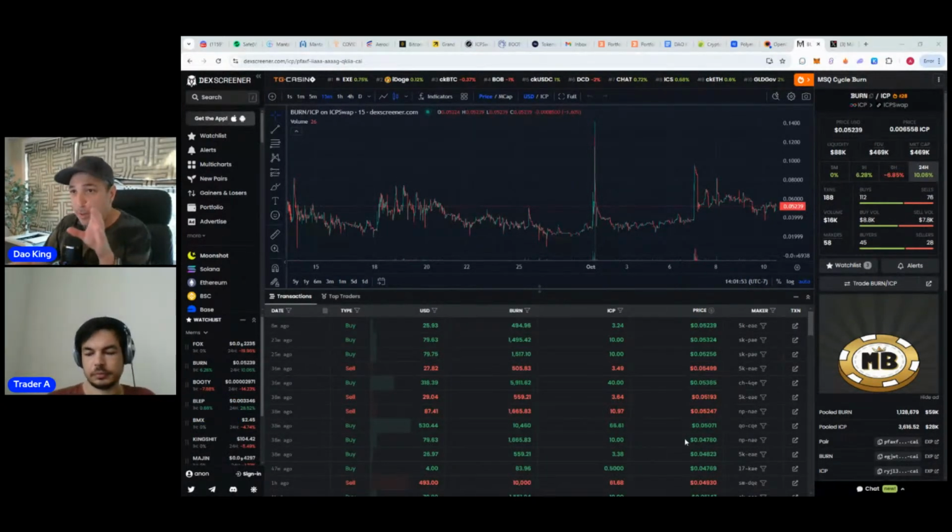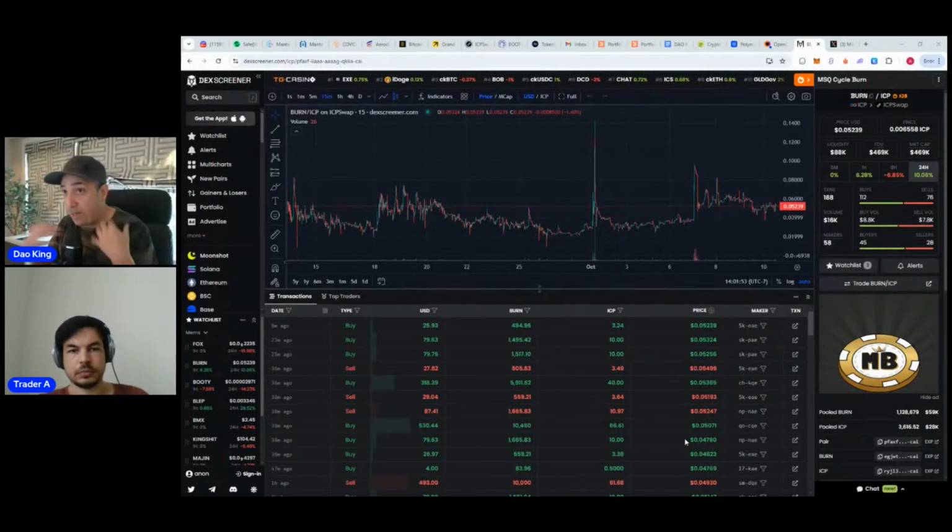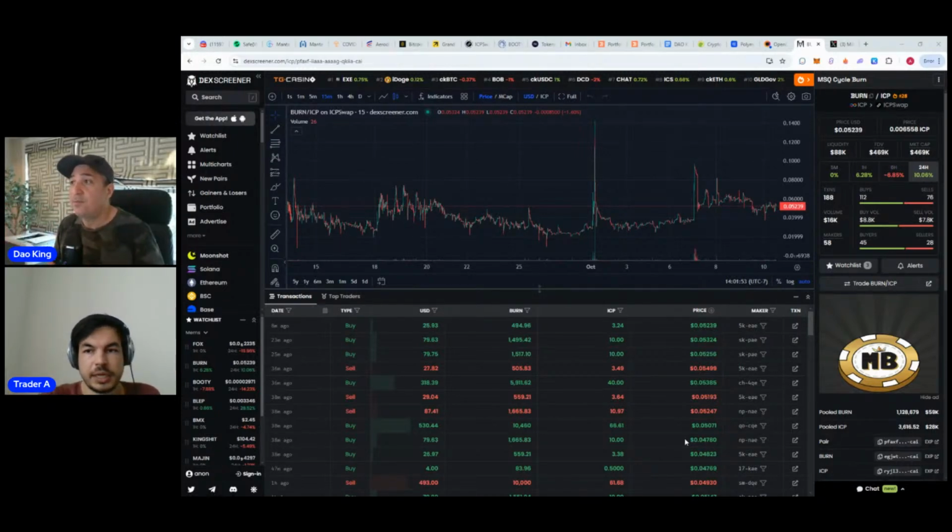If you look at the Burn chart, it is only going to go higher. To me, what do you think? When you look at this chart, what do you think? This is Burn against ICP. No, this is just Burn by itself. No, it says Burn / ICP, right? Oh, no, it's Burn. It's paired with ICP. So this is the price of Burn against ICP.